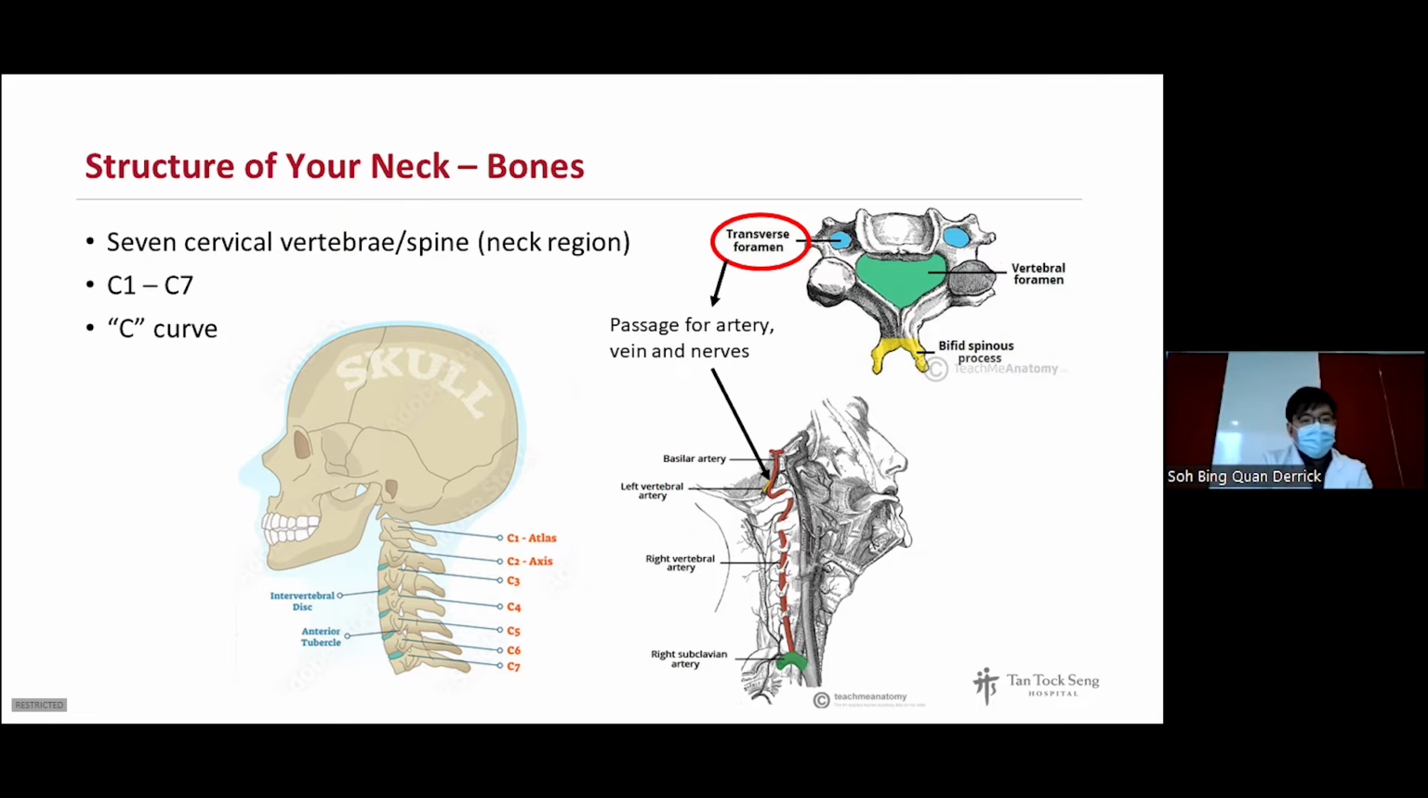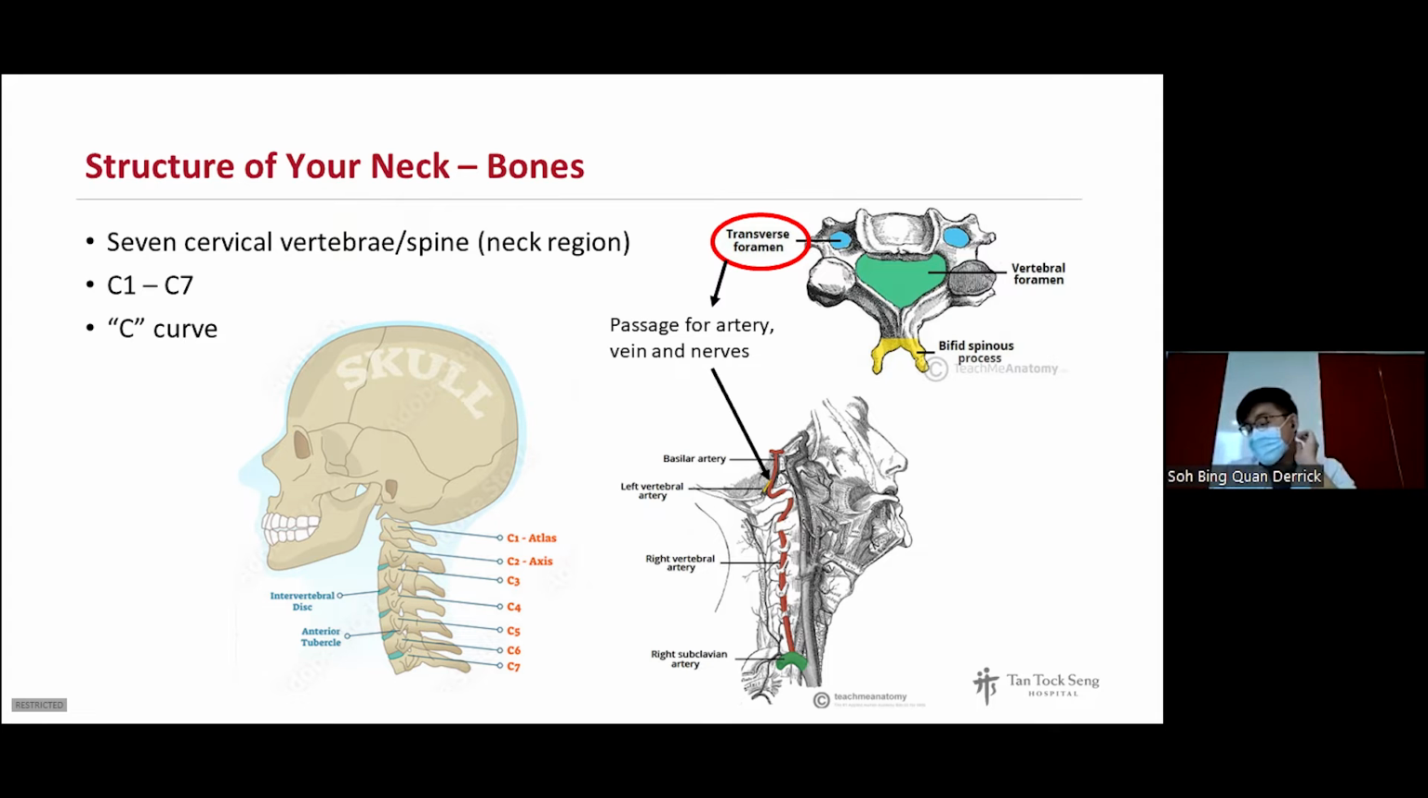So let's talk about the structure of the neck. We're going through three points: your bone, your muscle, and your nerve. Right now we start with the bone. For the neck, there are 7 cervical vertebrae. Okay, there are 7 bones, 7 vertebrae, mainly C1 to C7.